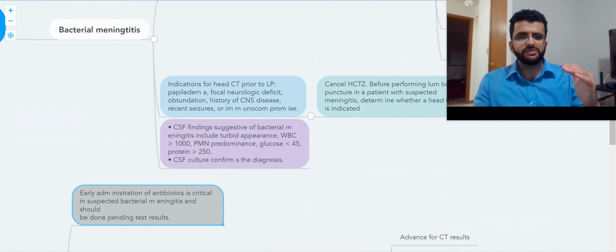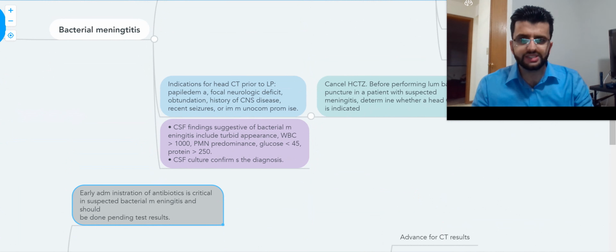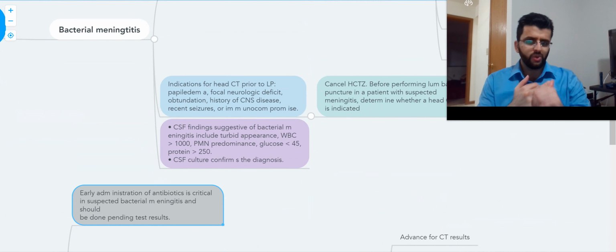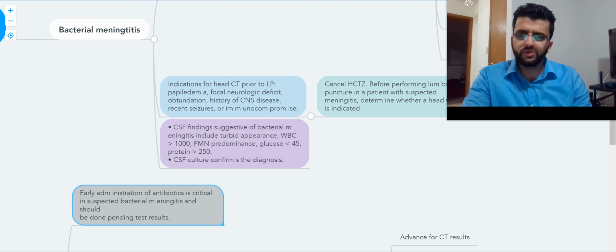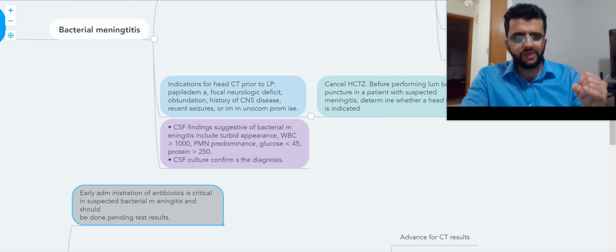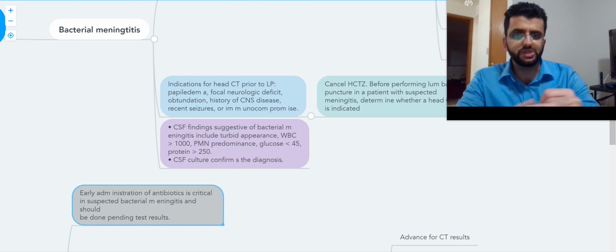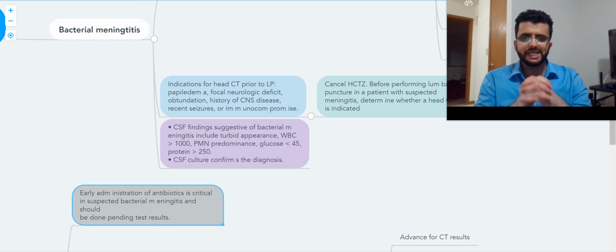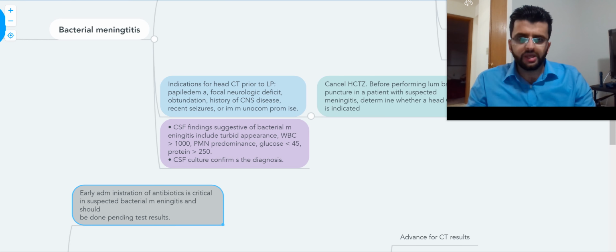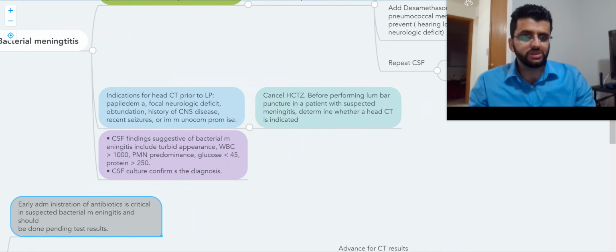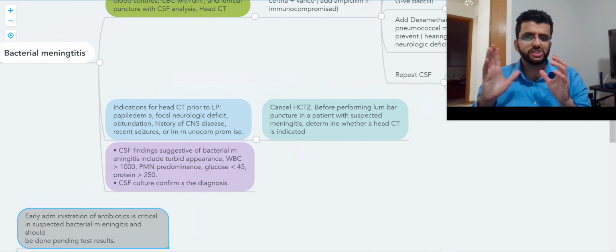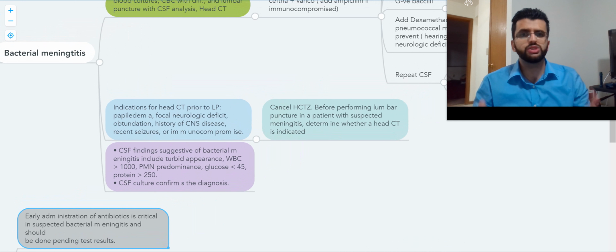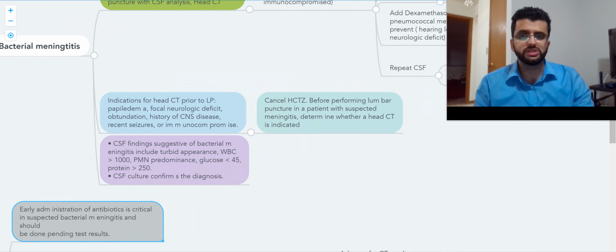So a CSF that indicates bacterial meningitis has a white blood cell count more than 1000, polymorphonuclear leukocyte predominant, and then the glucose is less than 45 and the protein more than 250. Okay, so three things. This is very important. The lumbar puncture just suggests bacterial meningitis, but the CSF culture is the one that confirms the diagnosis. The culture is the confirmatory test.